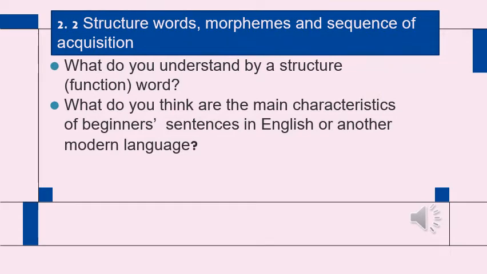Moving on to the next part of the topic, we have 2.2, which is composed of structure words, morphemes, and sequence of acquisition. So these are the focusing questions. Number 1, what do you understand by a structure or function word? Number 2, what do you think are the main characteristics of beginner sentences in English or another modern language?